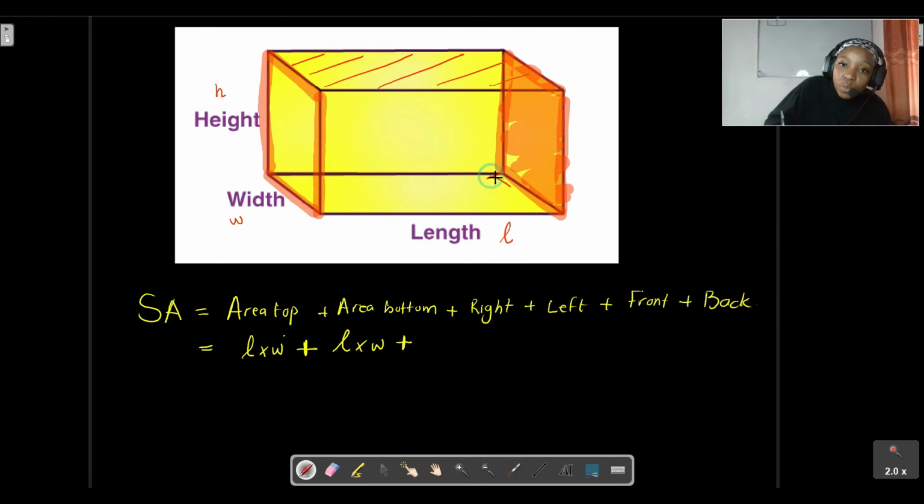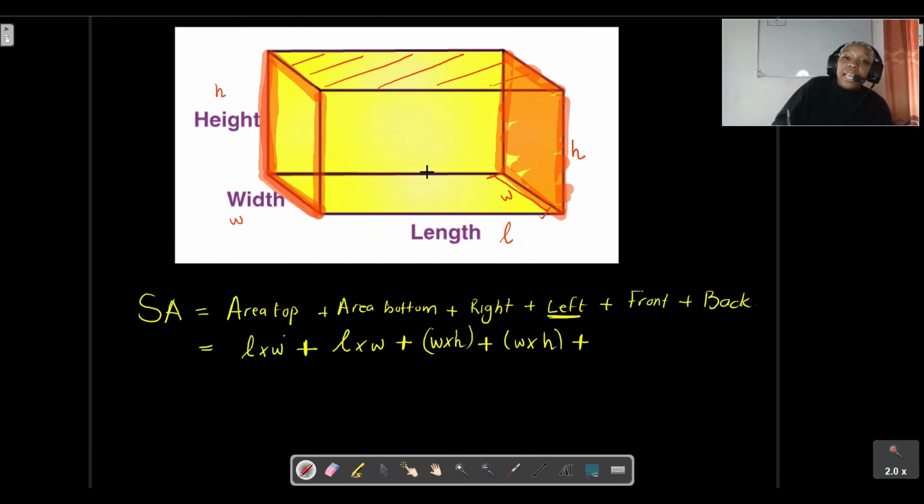It would just be that width there, and the height. So to calculate that area, it would be width multiplied by height, plus. How would we calculate the area of the left face? The dimensions that we have for the left face are the width multiplied by the height. So it will be plus the width multiplied by height, plus.